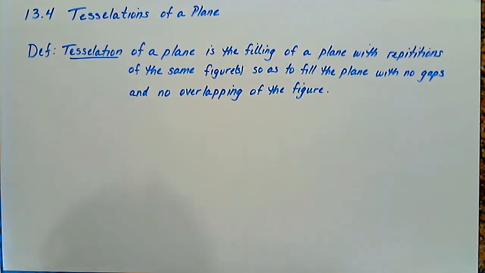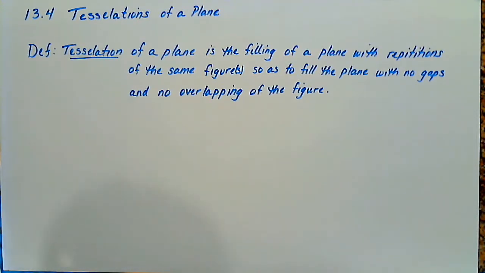Okay, so this section is all about tessellations, tessellations of a plane. Basically, think of a tile pattern on your floor. That's a good example of a tessellation. It fills the plane with repetitions of the same figure or figures, and the tiles will not have gaps or overlays or overlapping. So that's what we mean by a tessellation.